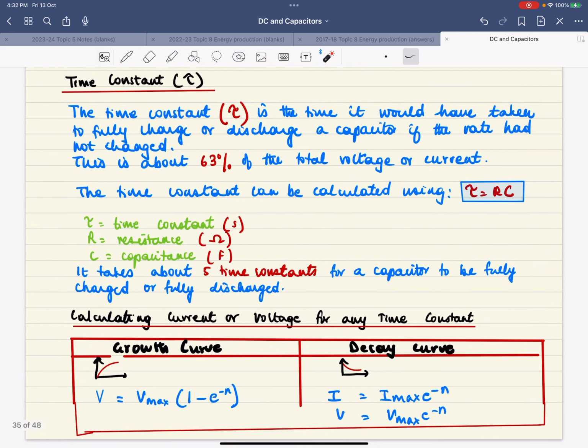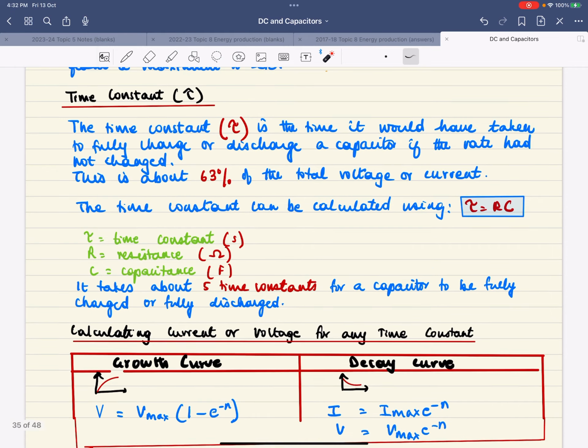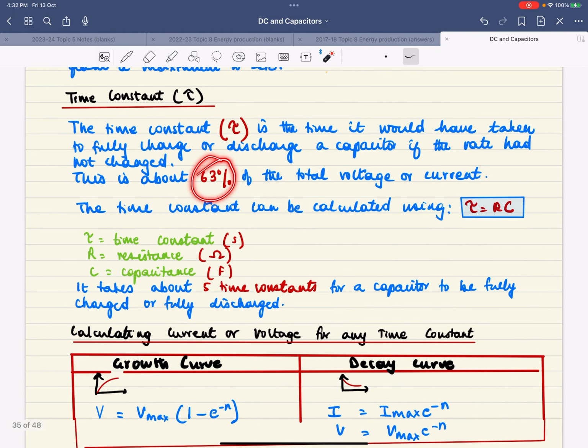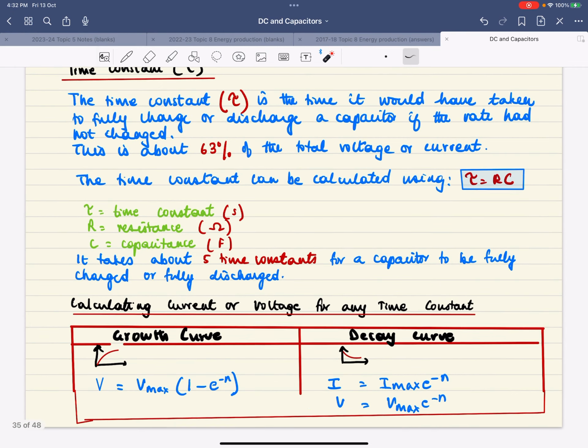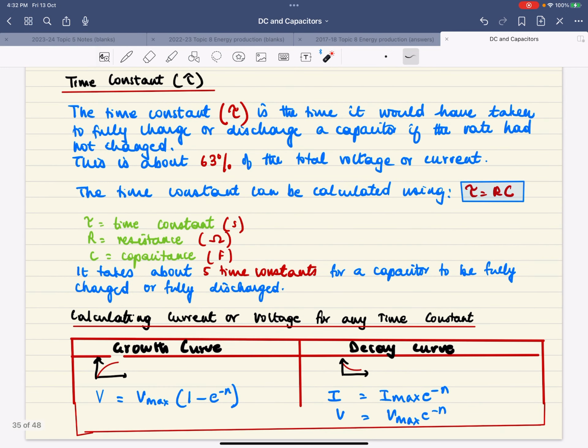One way of calculating the current or voltage at any time constant is to go in steps of 63% of the total voltage or current, or the other one is to use an exponential equation. For a growth curve, the voltage at any instant is V max times (1 minus e to the power of minus t over RC), and for a decay curve, which is always the current, or it could be the voltage, it is I max times e to the power of minus t over RC, and e is your exponential button on your calculator.